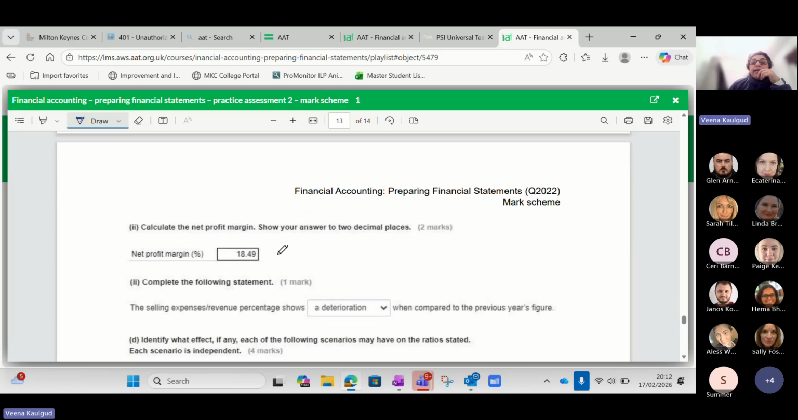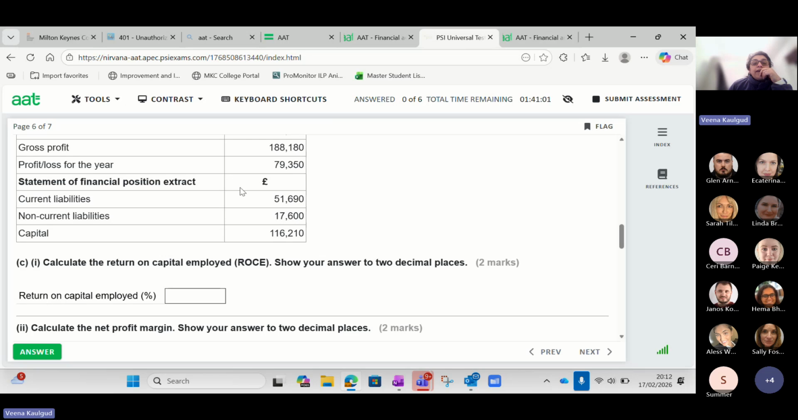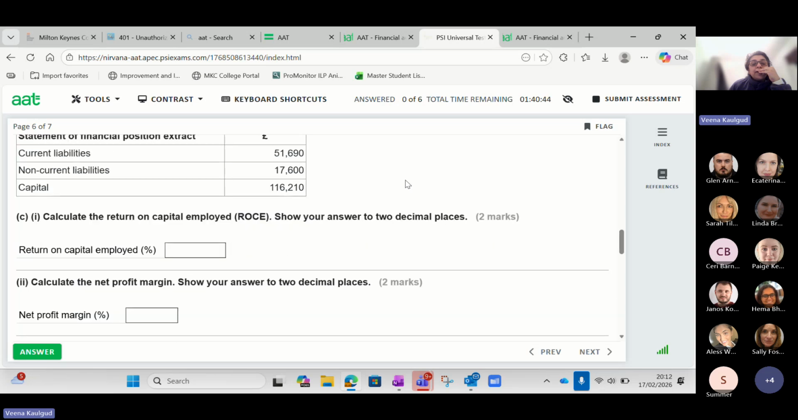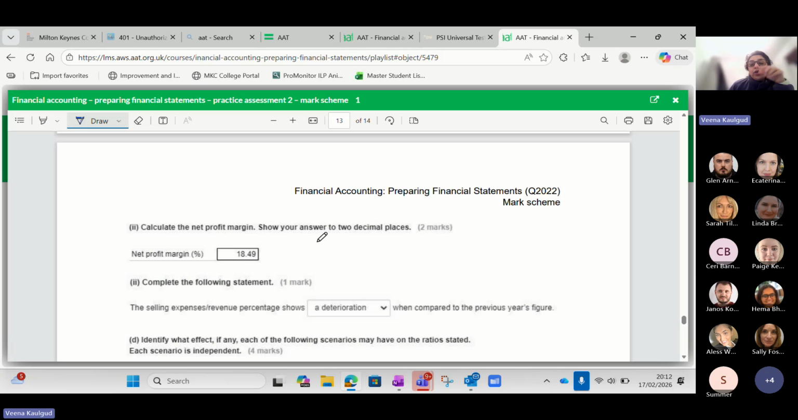Now they are asking you to calculate the net profit margin. If I go back to the question, you do 79,350 divided by sales, 429,120, multiplied by 100. That gives me 18.49. They have not said to round it, just to answer to 2 decimal places, so on the calculator I'm getting 18.49. If they say round it to the next number, then you do 0.5. But they have not, so just leave it at 18.49.